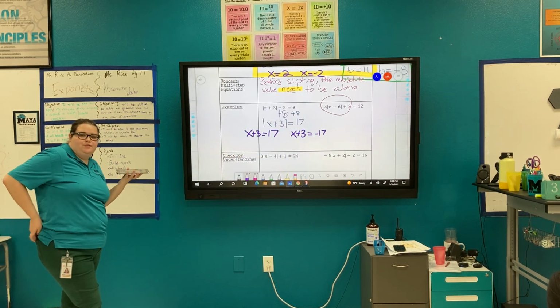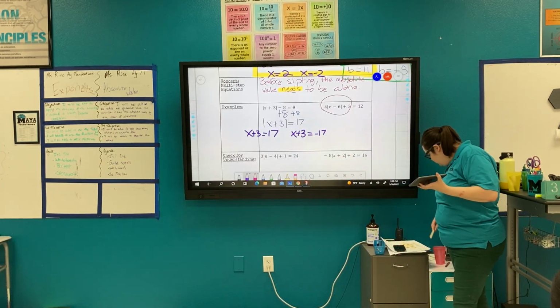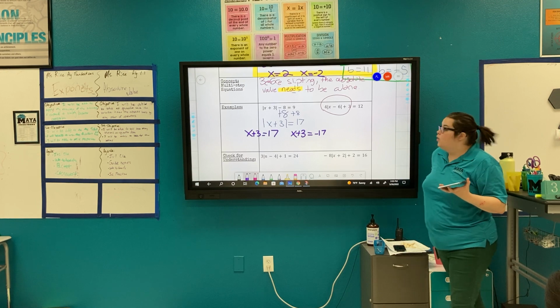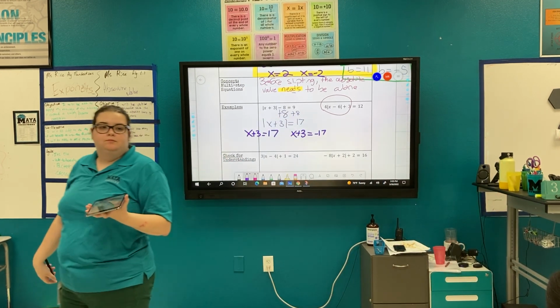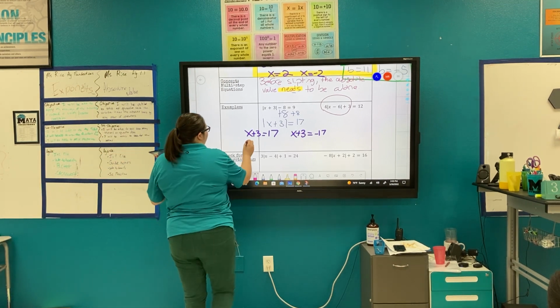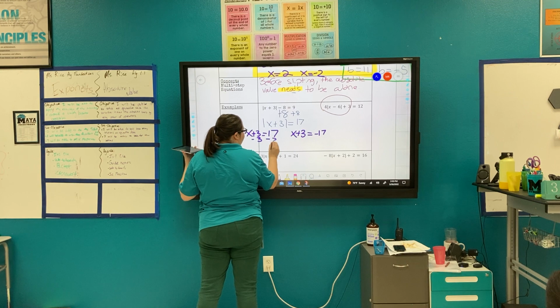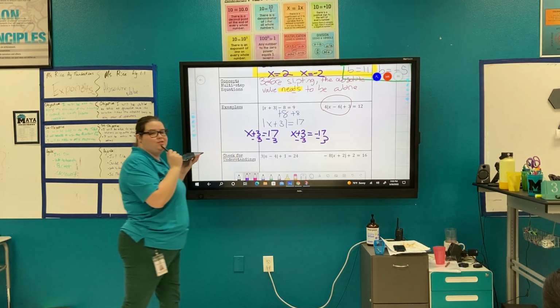I'm going to pull sticks for our answers to these. Paulina, how do I move my 3 over? I subtracted, good job. I'm going to subtract from both sides. So Paulina, what is 17 minus 3?